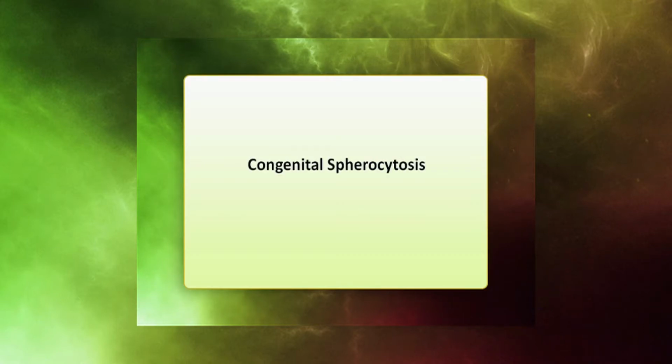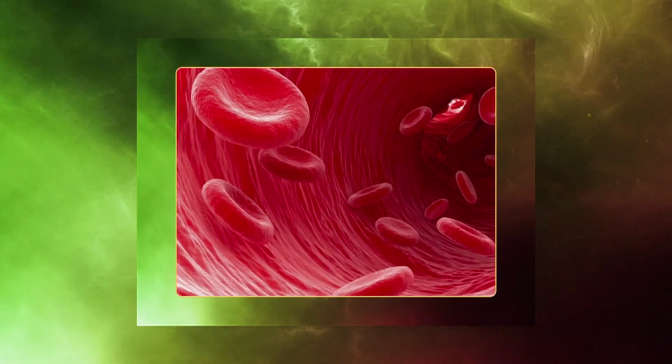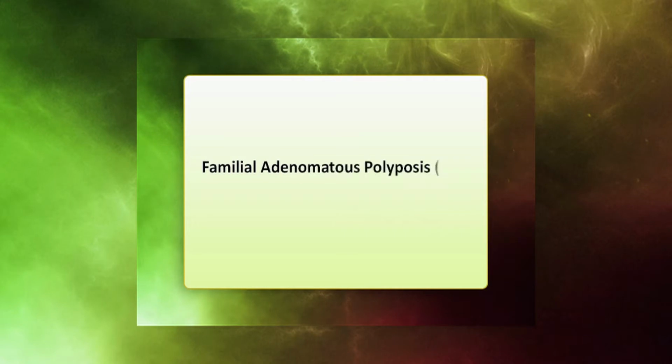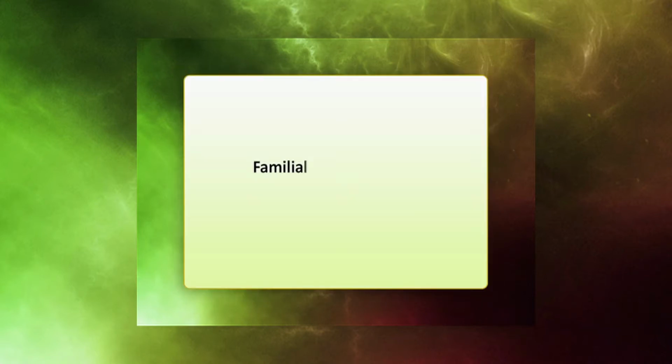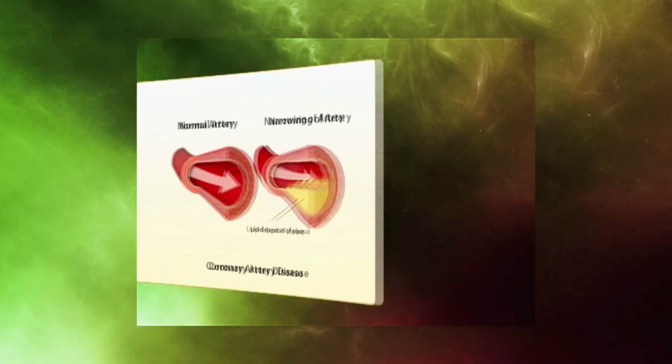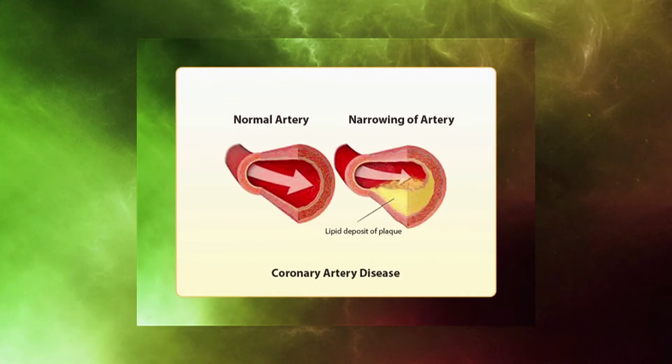Congenital spherocytosis. The red blood cells are in the form of spheres rather than flat biconcave discs. They cause anemia. Familial adenomatous polyposis. Numerous polyps in the large intestine becoming cancerous in most cases. Familial hyperlipidemia. Elevated blood levels of low density lipoproteins predisposing to coronary heart disease at a very young age. This is the commonest autosomal dominant disorder.